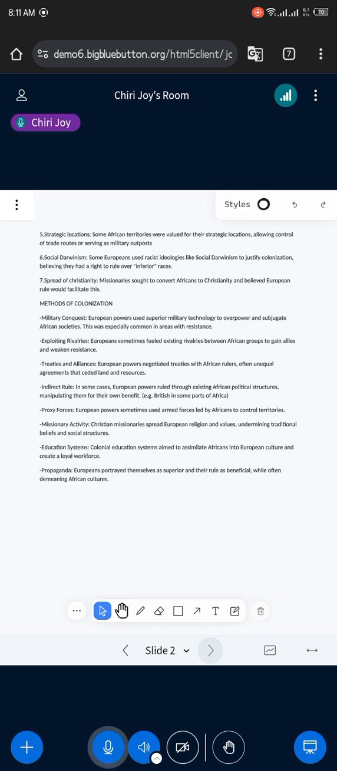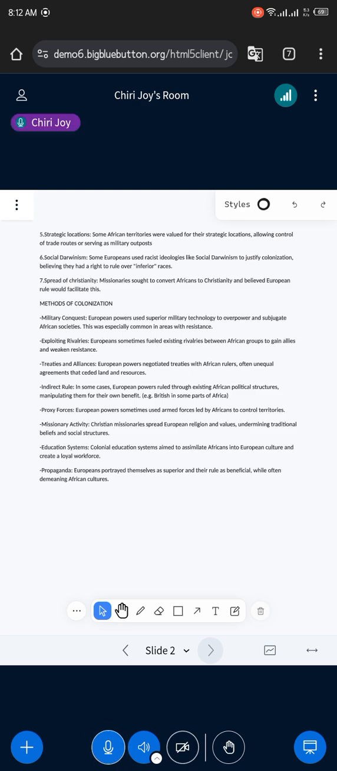Another subtopic that we are going to see is methods of colonization. The first one is military conquest. European powers used superior military technology to overpower and subjugate African societies. This was especially common in areas with resistance. The second one is exploiting rivalries. Europeans sometimes fueled existing rivalries between African groups to gain allies and weaken resistance.